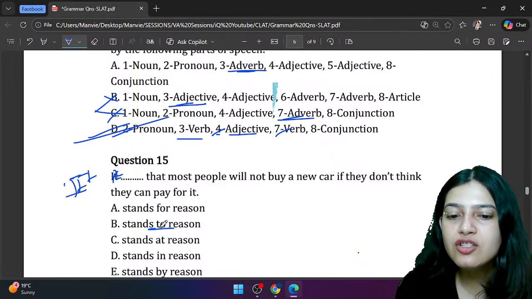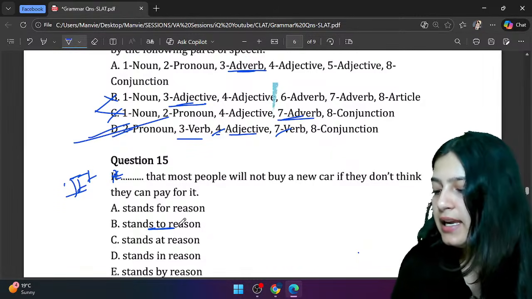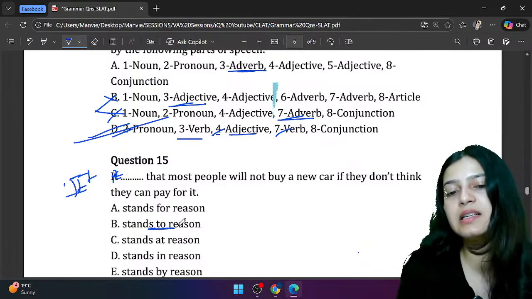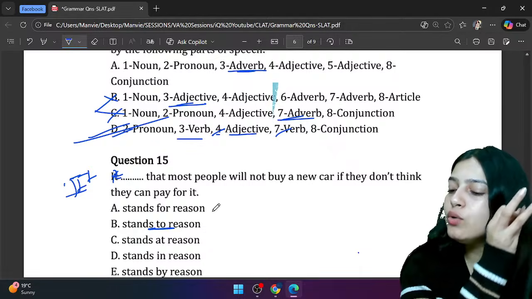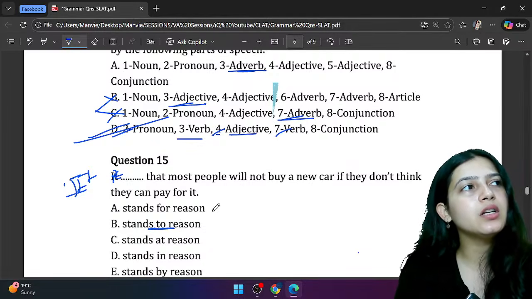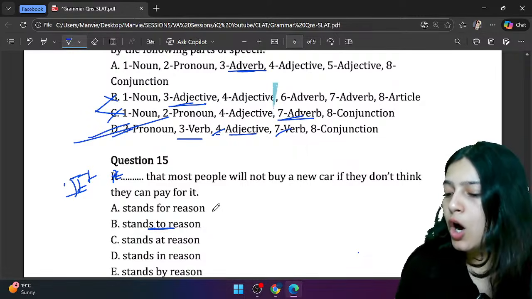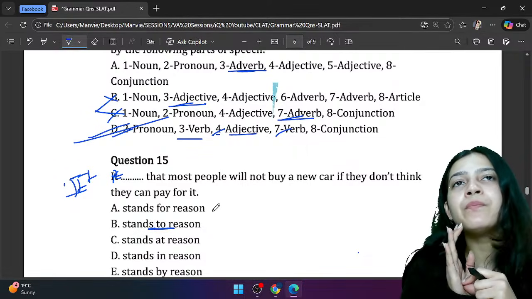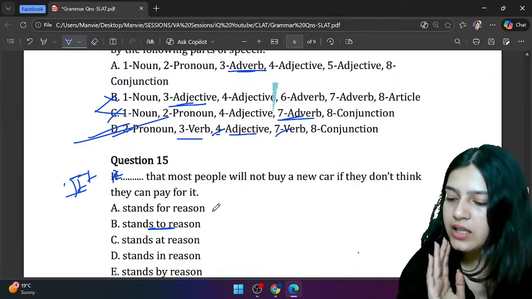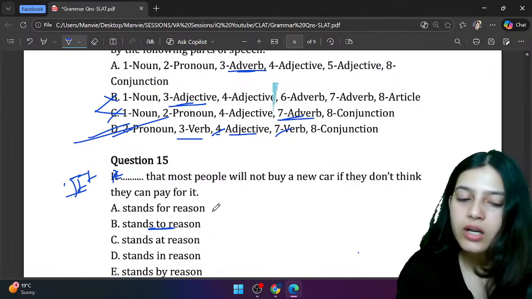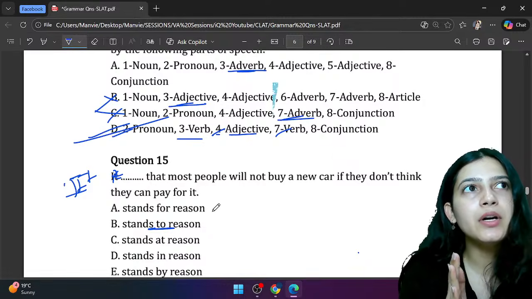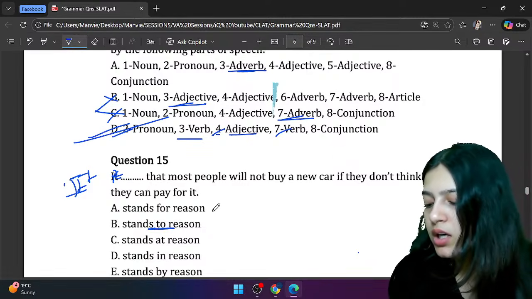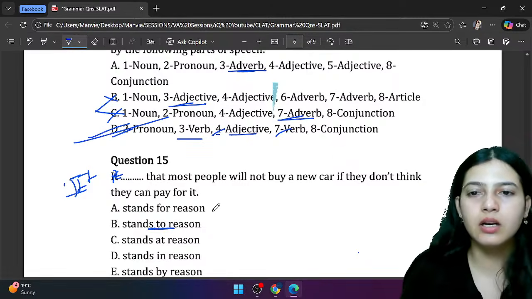So "stands to reason" is logical and obvious because it's an idiom. It stands to reason that this particular thing gives us reason. In idioms, even if one word is altered, it makes the entire thing wrong. So idioms cannot be altered. If you get even one particular word wrong, your answer will be wrong.